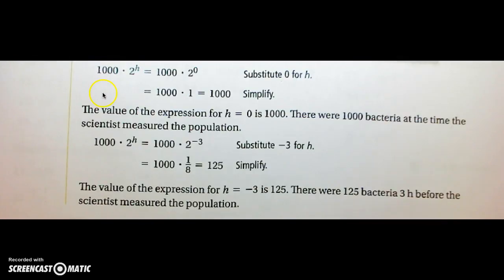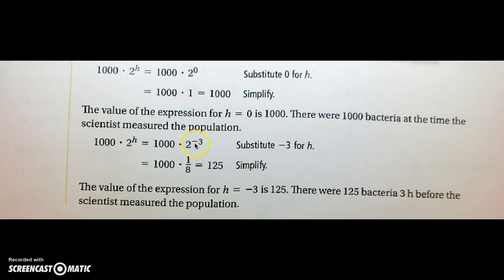So we substitute each value in for h in the expression and simplify. Here we have our equation, and we take out the h and put in our 0, which gives 1. So of course at 0 hours we have 1,000. That's our starting point. The value of the expression for h equals 0 is 1,000. There are 1,000 bacteria at the time the scientist measured the population. So at 0 hours.